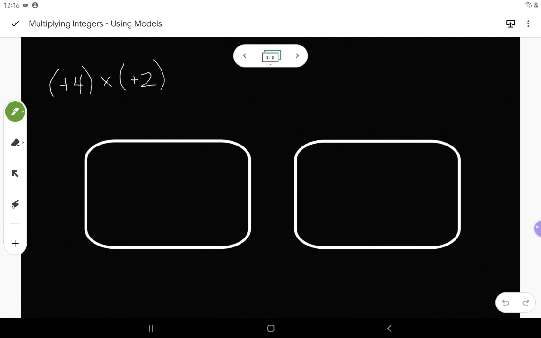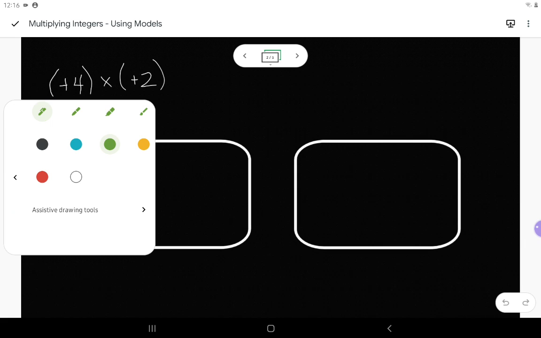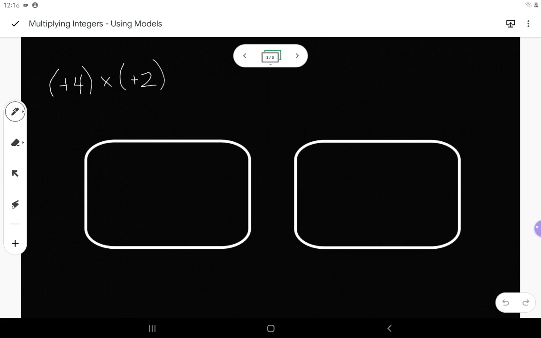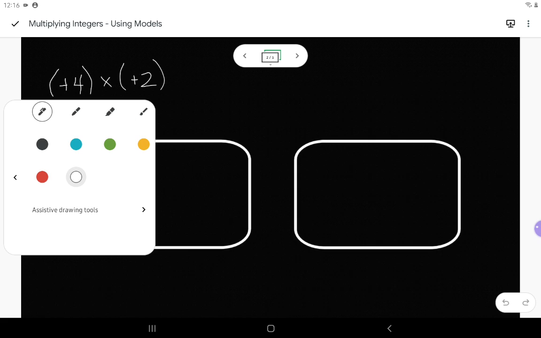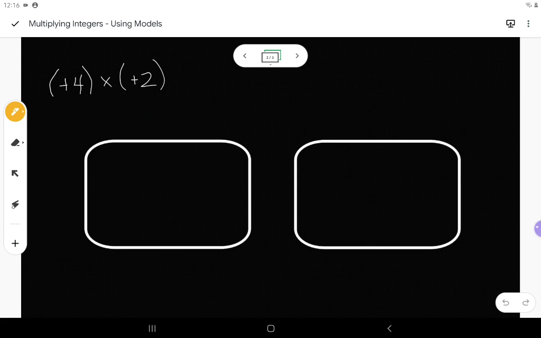Now I'm going to model this multiplication of integers using those chips. Remember, red is positive, blue is negative. Looking at +4 times +2, this is actually what we've been doing since you started multiplying way back in elementary school. The +4 is telling me to add 4 groups, so I'm going to add 4 groups into what I'm doing.